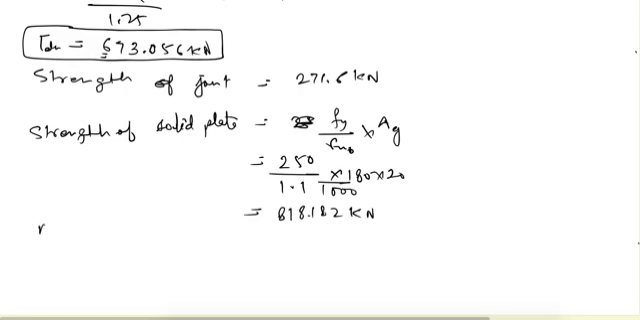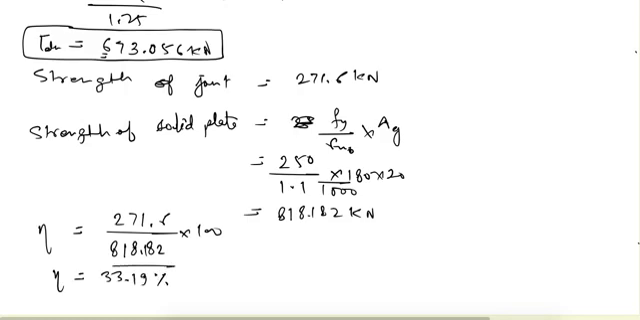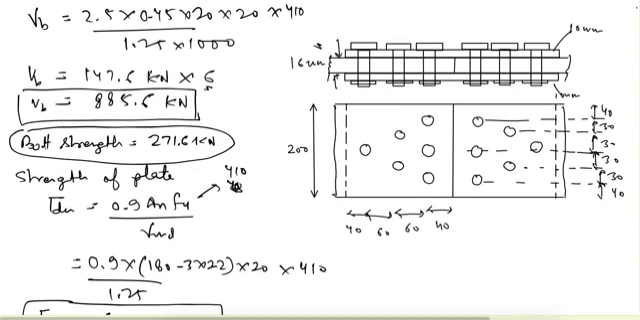So we can find out the efficiency as the strength of joint, that is 271.6, divided by the strength of solid plate, that is 818.182, multiplied by 100. So the efficiency comes out to be 33.19%. That is the answer of this question. Now let's see the other question, which is on the butt joint, that is double cover butt joint.